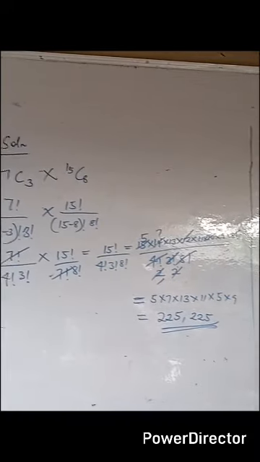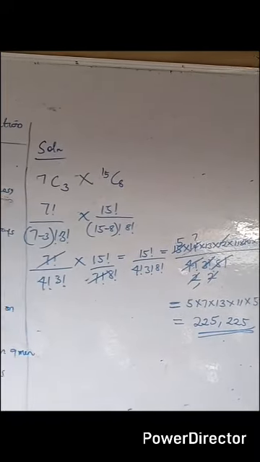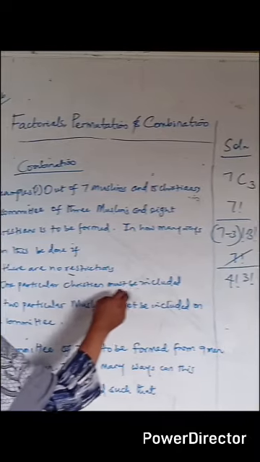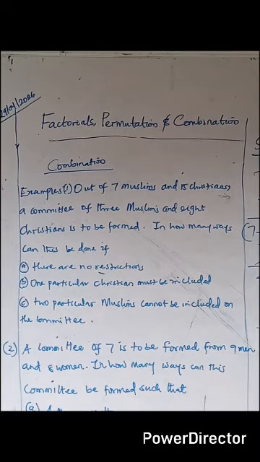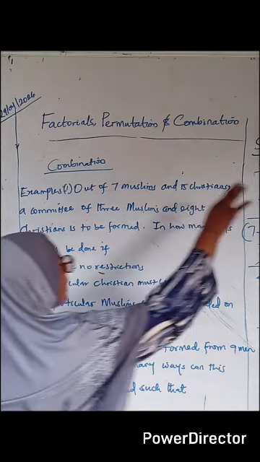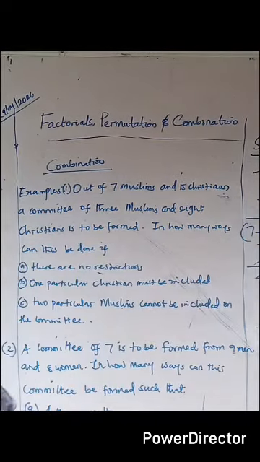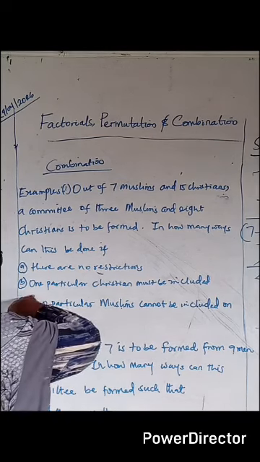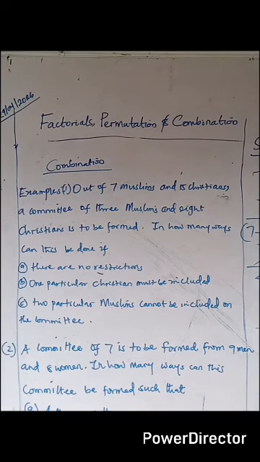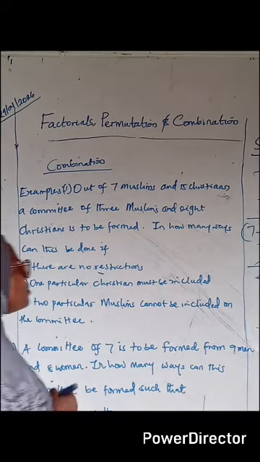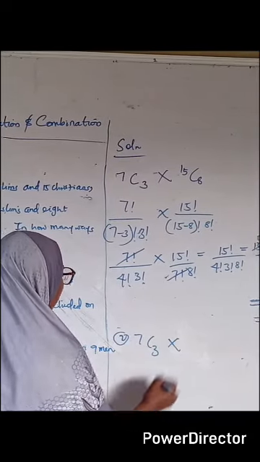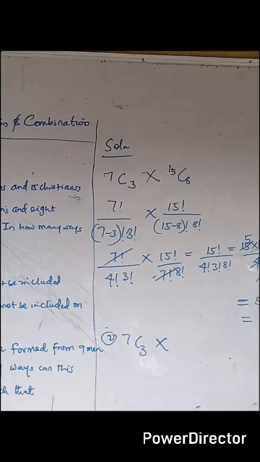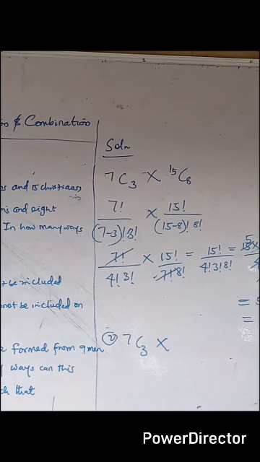So in the case where there is a restriction, one particular Christian must be included. So in that case, when you want to select, you already know that one person is constant. And from that question B, they don't have any issue with the Muslims, right? So the Muslim will still be 7 combination 3 times.